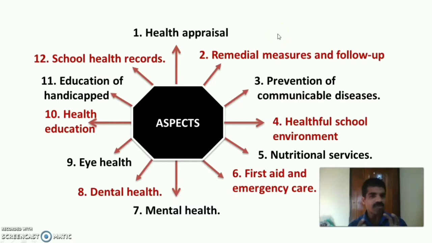So these are the 12 important aspects of school health services: health appraisal, remedial measures and follow-up, prevention of communicable diseases, healthful school environment, nutritional services, first aid and emergency care, mental health, dental health, eye health, health education, education of handicapped and school health records, maintenance of school health records.